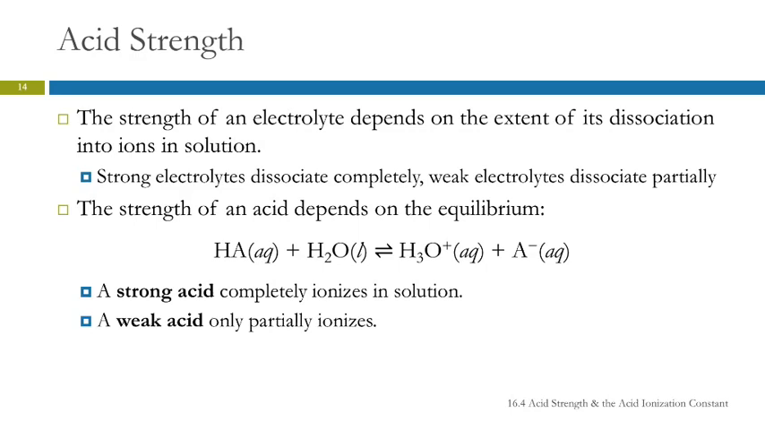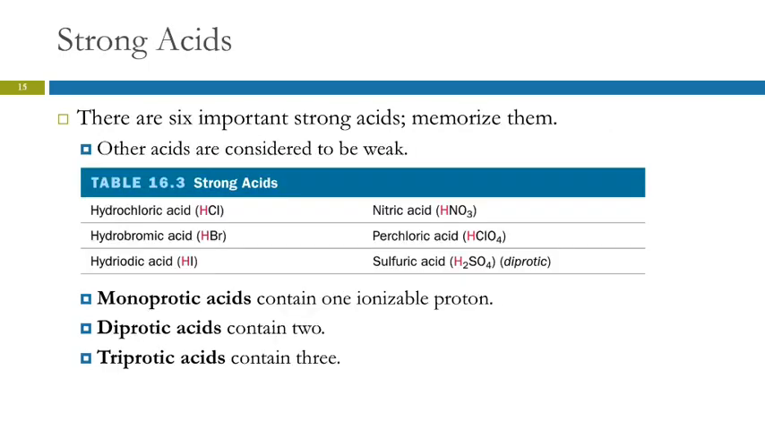You could also have a very concentrated solution of a weak acid, and it could be extremely dangerous. So weak and strong has nothing to do with how corrosive the substances are. It has to do with the extent of ionization. So there are 6 important strong acids, and you need to memorize them. We need to know which are the strong acids. All the other acids are assumed to be weak. So we memorize these 6, and then everything else, if it's not one of the 6, it's weak.